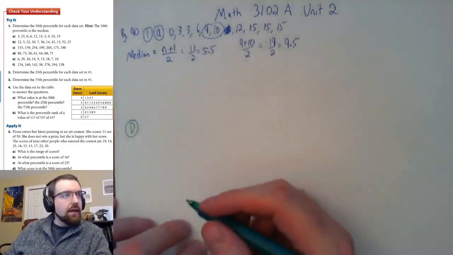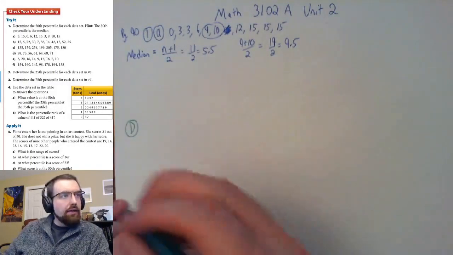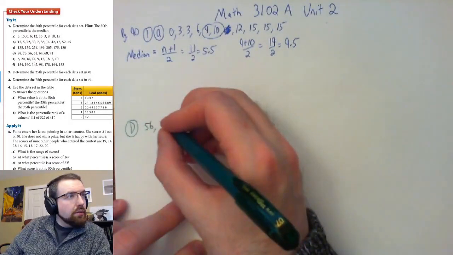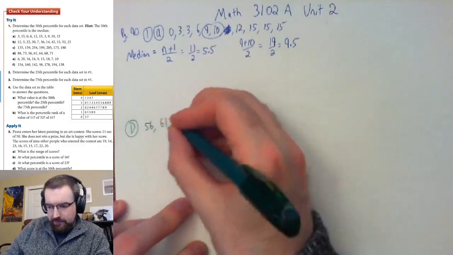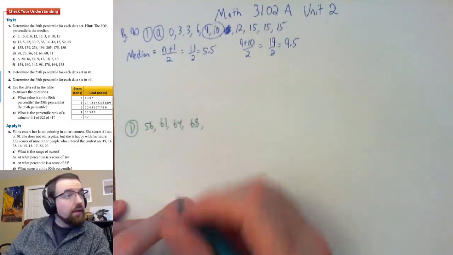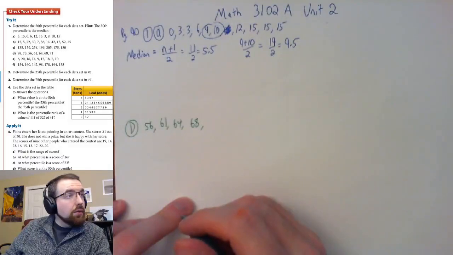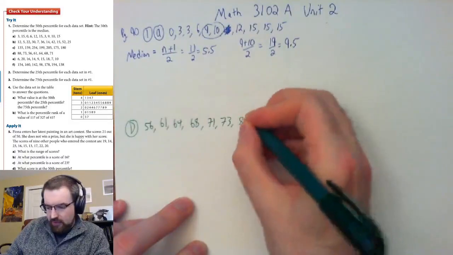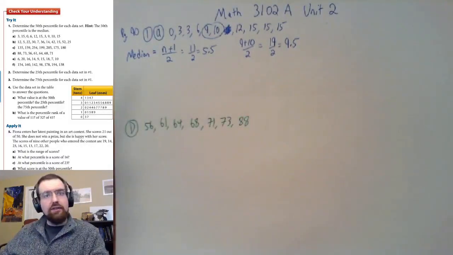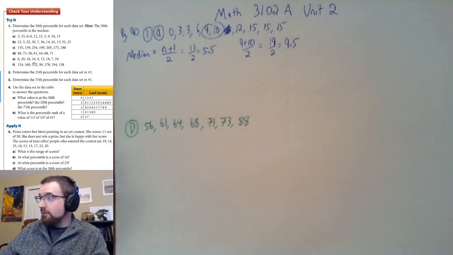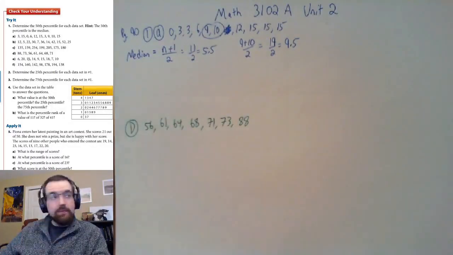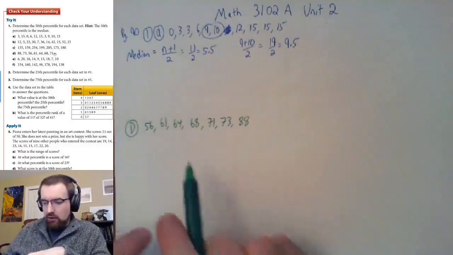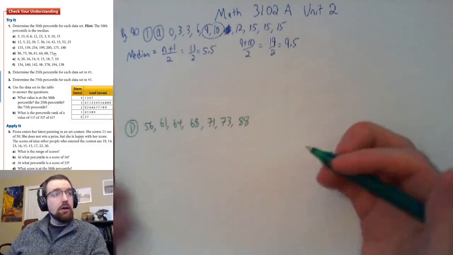Okay, so for 1D then, I'm going to put these guys in order. We're going to have 56, 61, 64, 68, 71, 73, and 88. Now again, I'm going to count to make sure that I have the same number of values here that I should have. Right, so that's going to be 1, 2, 3, 4, 5, 6, 7. 1, 2, 3, 4, 5, 6, 7. There we go. Okay, good.